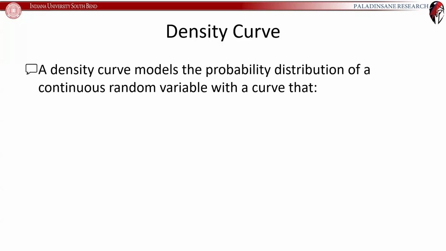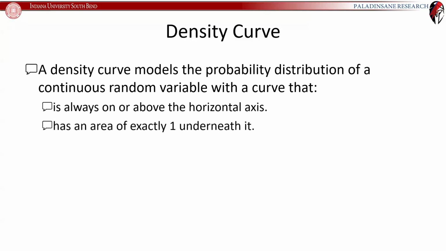So a density curve models a probability distribution of a continuous random variable. It is a model of how a continuous random variable is distributed across all of the scores. And this model, or this curve, which you can think of as a histogram, is always on or above the horizontal axis. So it only takes positive values. And it has, and this is the big one, an area of exactly 1 underneath it.